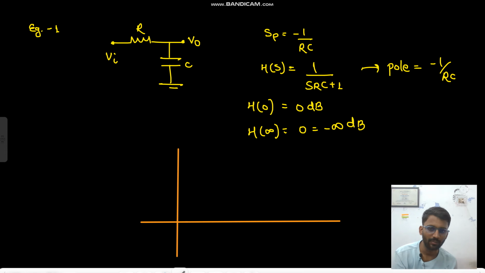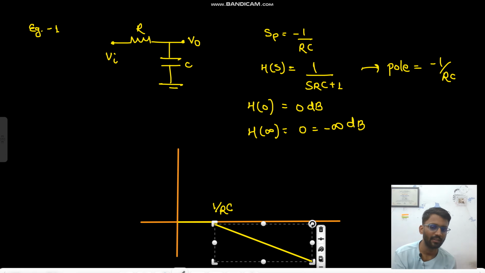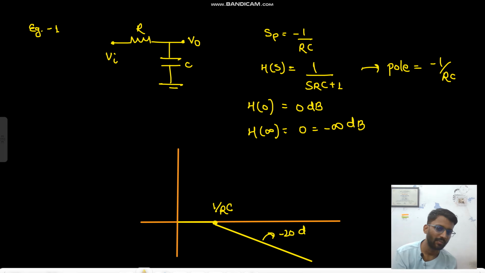First you have a gain of 0 dB. Then at 1 by RC, you will have a slope of minus 20 dB per decade, and it will go on to minus infinity. Okay, so this is minus 20 dB per decade, and this will go on down, down, down to minus infinity eventually.